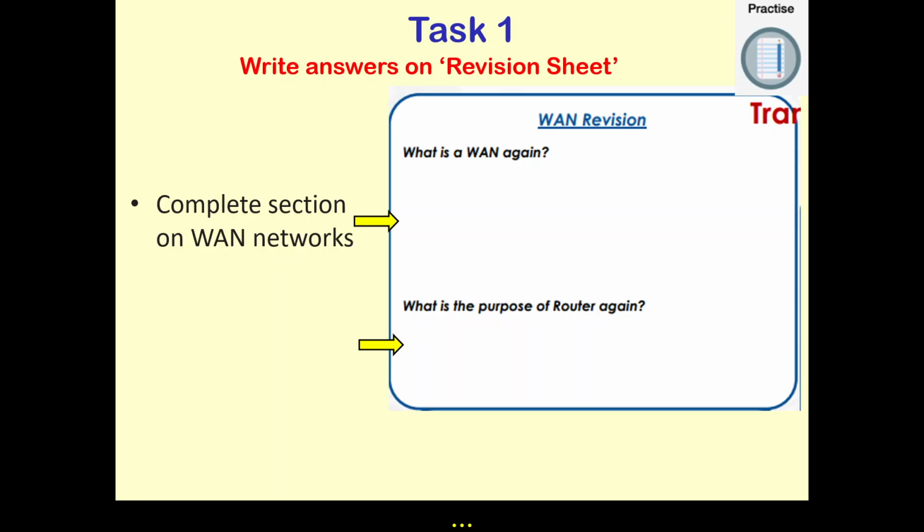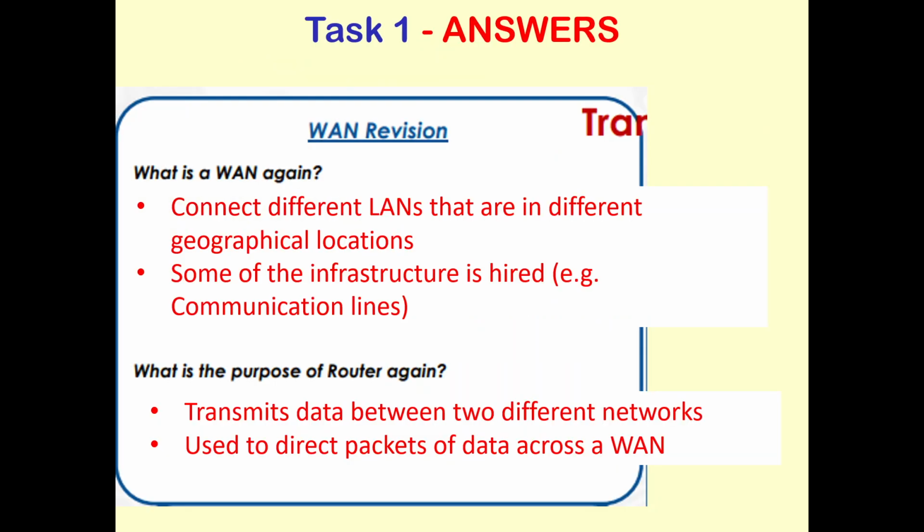Okay, PowerPoint pens that are ready, checking your answers. So WANs connect different LANs that are in different geographical locations, different locations around the country, around the world. And some of the infrastructure is hired in a WAN, such as communication lines. Purpose of routers: transmit data between two different networks, for example a LAN to a WAN, and it directs the packets of data across a WAN. We'll look at this more in a minute. Okay, let's move on.